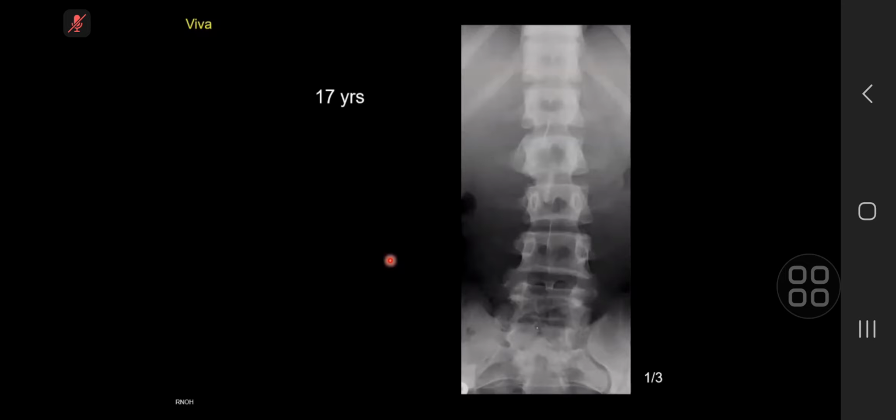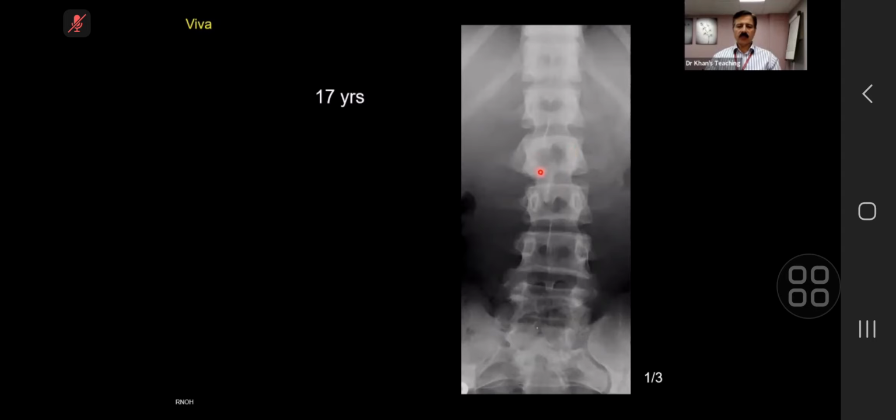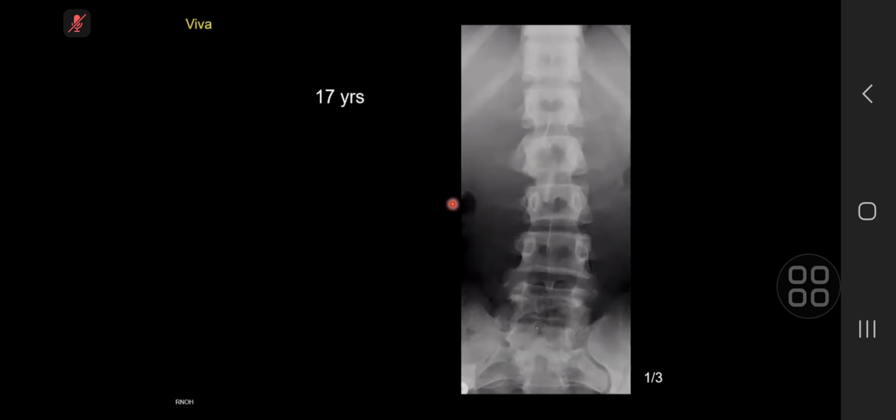The pedicles of the L2 vertebral body are not clearly seen. They appear more sclerotic, particularly on the left. So this is the L2, and this pedicle you have pointed out. What's happening to this transverse process? That's also more dense and quite expanded. Yeah. So what is your conclusion? What can it be just on the basis of this plain film?